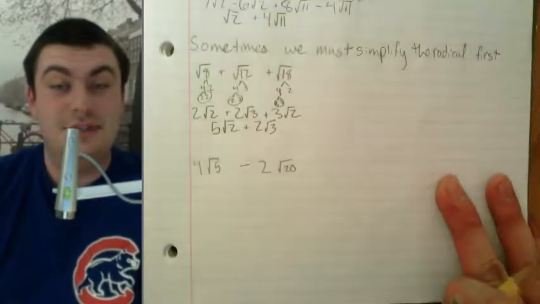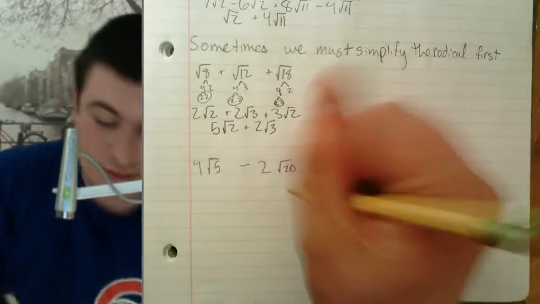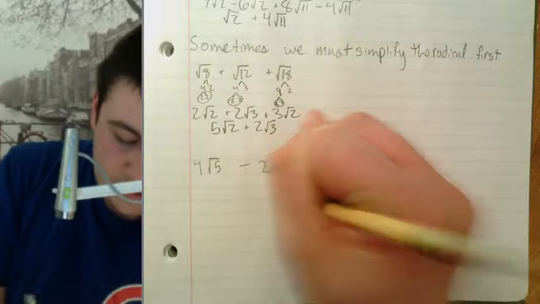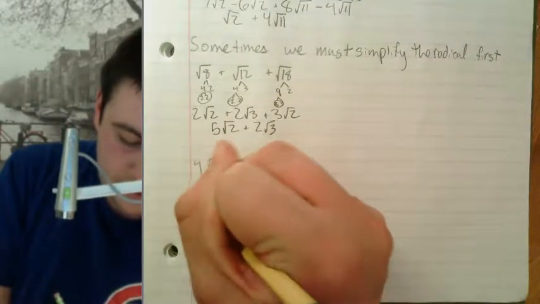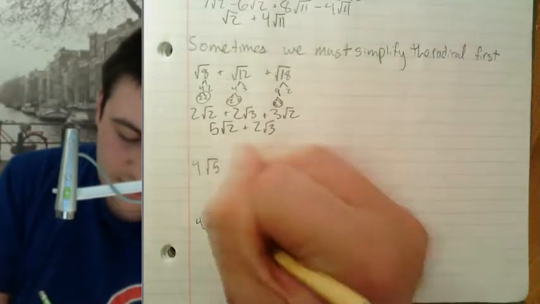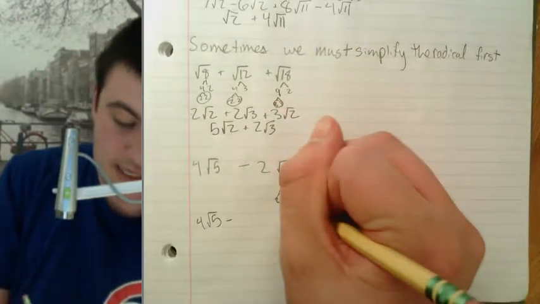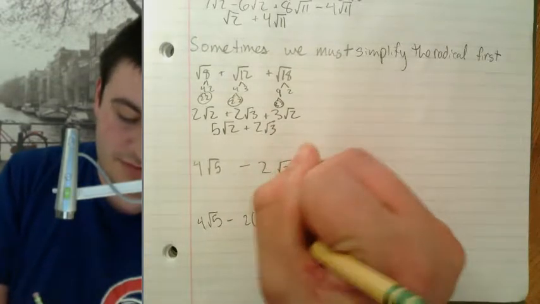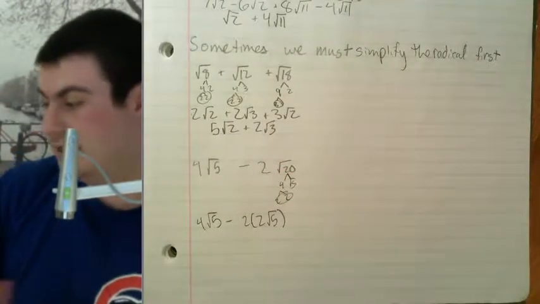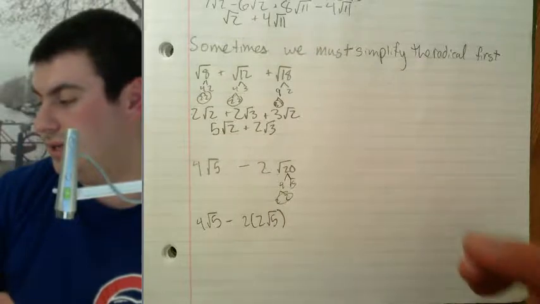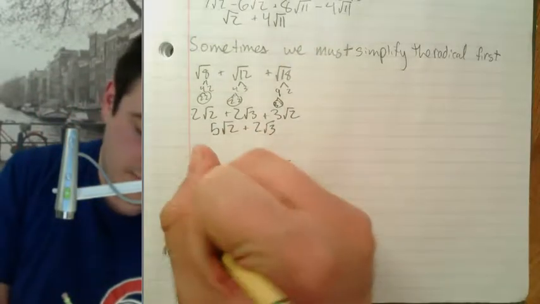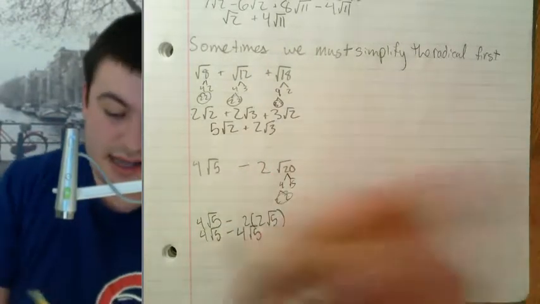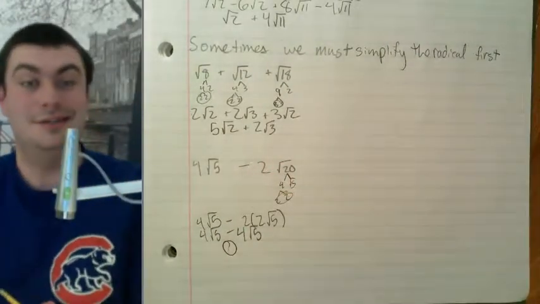Now we see we have 4 times the square root of 5 minus 2 times the square root of 20. 20 we see as 4 times 5. 4 is 2 and 2, so we have 4 times the square root of 5 minus 2 times 2 times the square root of 5 right there. And we take these and we have 4 times the square root of 5 minus, this is now 4 times the square root of 5, and that is a big ol' 0.